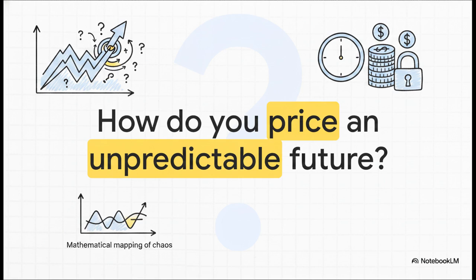For decades, traders wrestled with this. If you're making a contract today that depends on where a stock's price is going to be, say, 3 months from now, how do you fairly price that contract right this second? It sounds impossible, right? The future is total chaos. But, as we'll see, some truly brilliant minds figured out how to mathematically map that exact chaos.